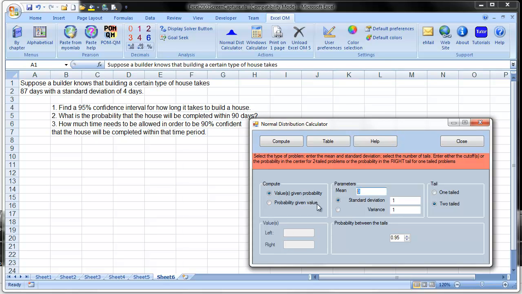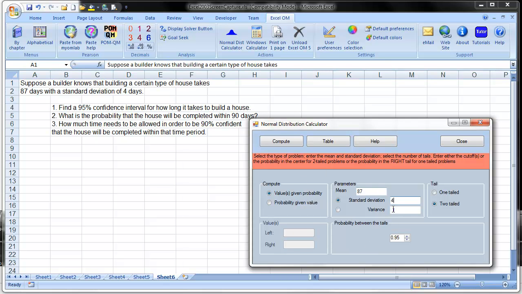The mean was 87 days, and the standard deviation was 4. And this is a two-tailed. Confidence interval is two-tailed, but we'll see one-tailed in the next question. The values left and right are irrelevant. That's what we're trying to find. And next is the probability between the tails, and we're looking for 0.95 because we want a 95% confidence interval. In fact, the default values for this normal distribution calculator would be a 95% confidence interval. You just have to enter the mean and the standard deviation.